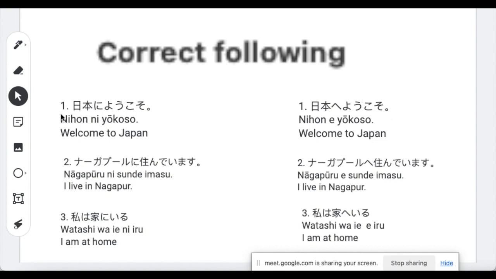Anybody can reply for this? Which one is the correct way to say? Nihon ni yokoso or Nihon e yokoso? Both the meanings are the same, 'to'. E also means 'to' in English and ni also means 'to'.